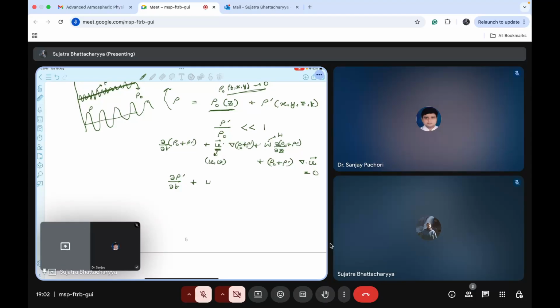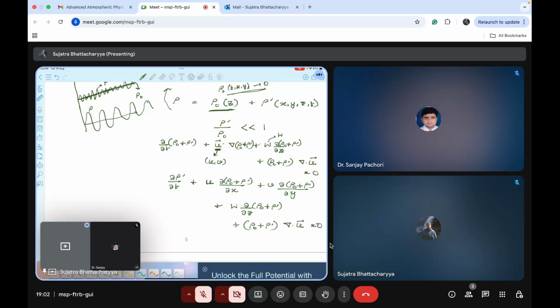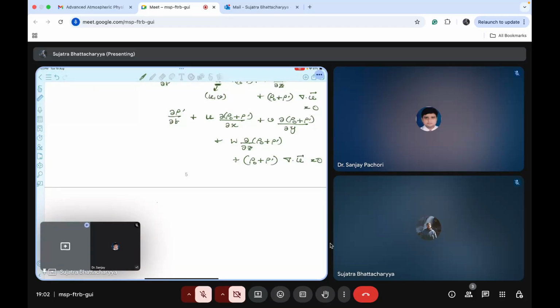So u delta of rho naught plus rho dash by delta x, plus v delta of rho naught plus rho dash by delta y, plus w delta by delta z of rho naught plus rho dash, plus rho naught plus rho dash del dot u. This is what your equation is. Correct? Now, the first term we have already seen. What about the second term? Is rho naught a function of x? No. So u delta rho dash by delta x plus v. Is rho naught a function of y?